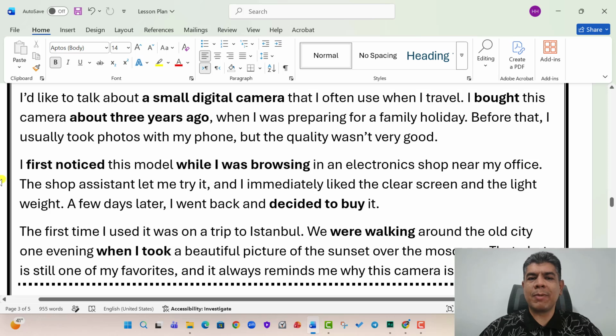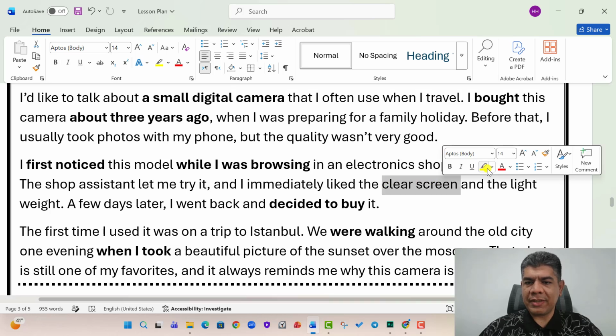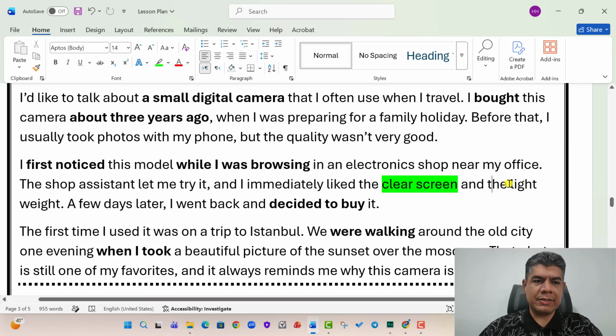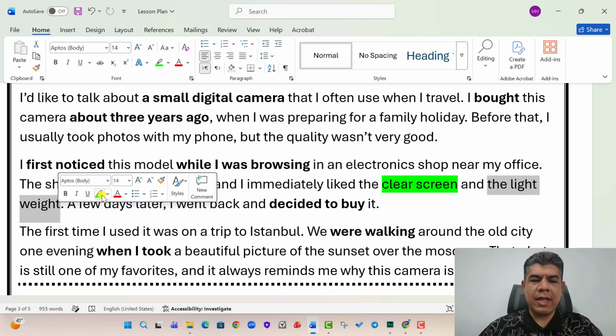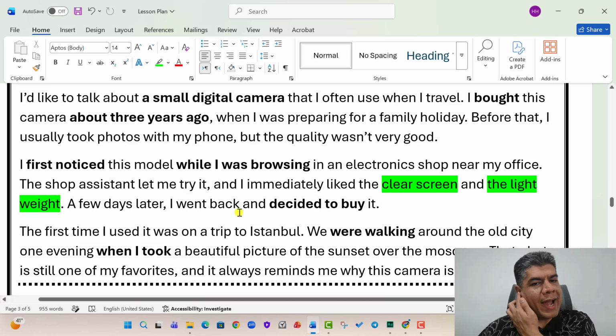I first noticed this model while I was browsing in an electronic shop near my office. The shop assistant let me try it, and I immediately liked the clear screen and the lightweight. So you see, clear screen, talking about the feature, and there is another collocation, lightweight. A few days later, I went back and decided to buy it.